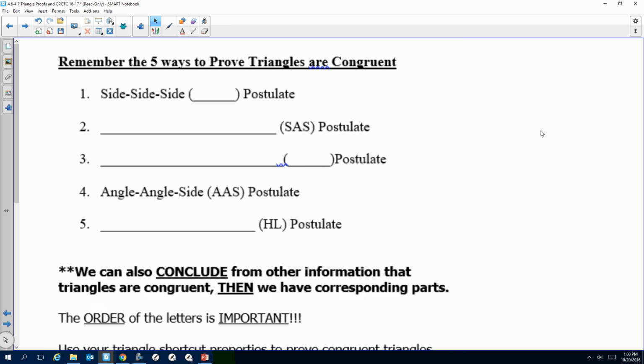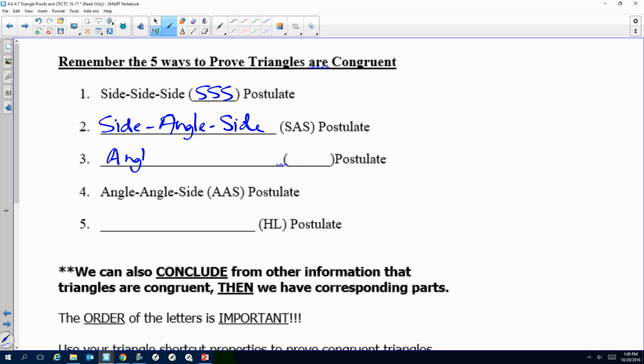Okay. 5 ways to prove triangles are congruent. This is just review. Let's see if you remember them. The first one, what's going to go in our parentheses? Yes. Yeah, side, side, side. All right, so side, side, side. We have 3 sides congruent to 3 sides of another triangle. Then they are congruent. SAS represents side, angle, side. 4 I gave you, angle, angle, side. So what's the third one? Yeah, angle, side, angle.